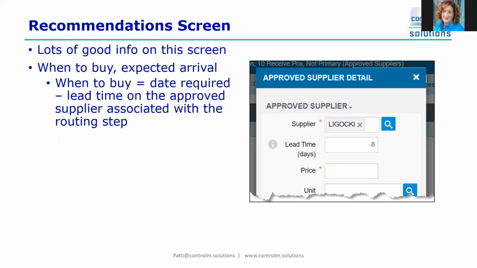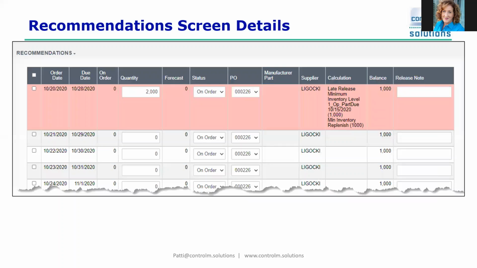And for validation on the next screen, I just want you to see this approved supplier lead time on the process routing. This supplier takes us 8 days to get us parts. So take a peek at the recommendations screen. The order date and the due date both display. In order to receive by a given date, we have to order minus the supplier lead time. And remember, red means it's too late.